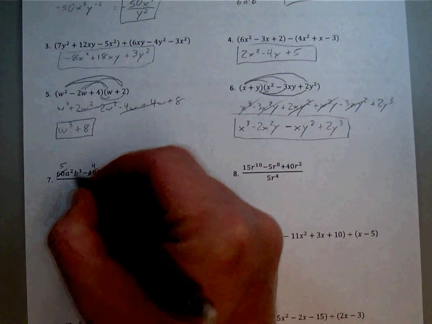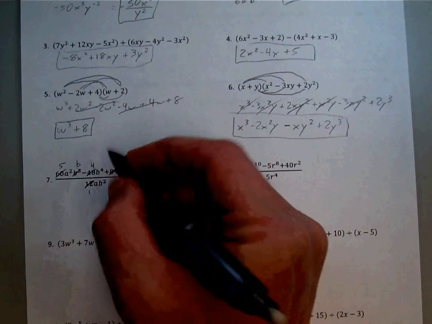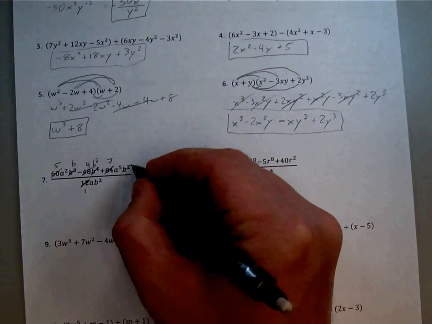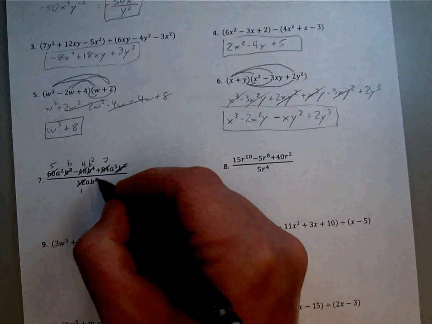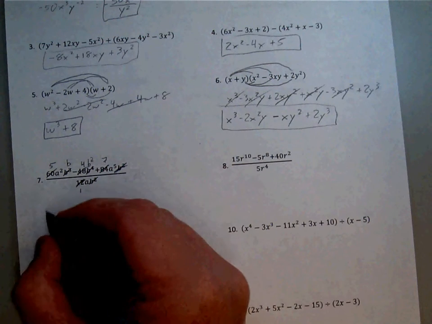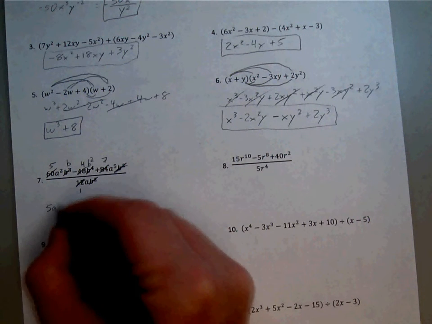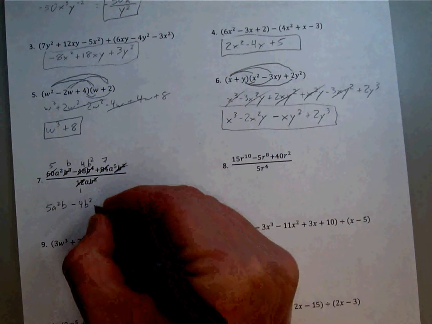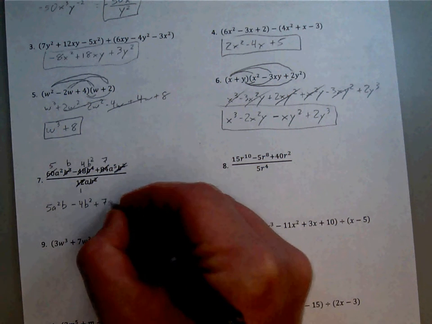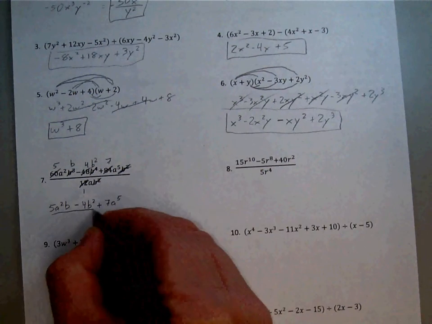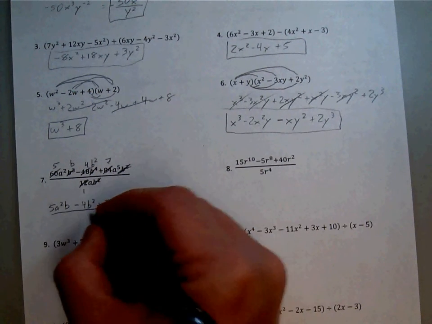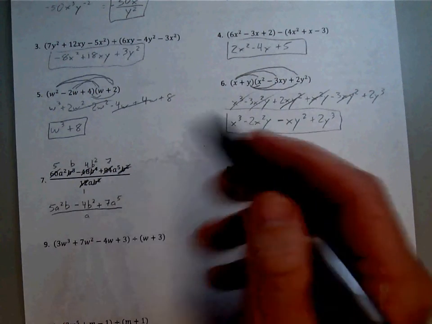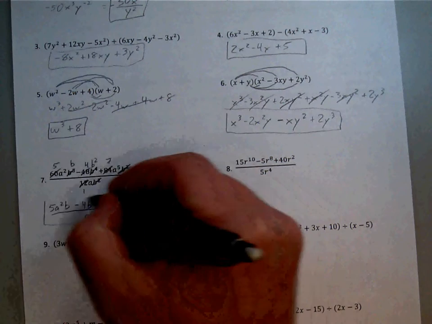So cancel out b squared from the first term, leaving me with a b. Cancel out b squared from the second term, leaving me with b squared. Cancel out b squared, that's the entire b squared from there and in the denominator. So what am I left with in my numerator? I have 5a squared b minus 4b squared plus 7a to the 5th. That's all over just a. There's no like terms there, so I'm just going to leave my answer just like so.